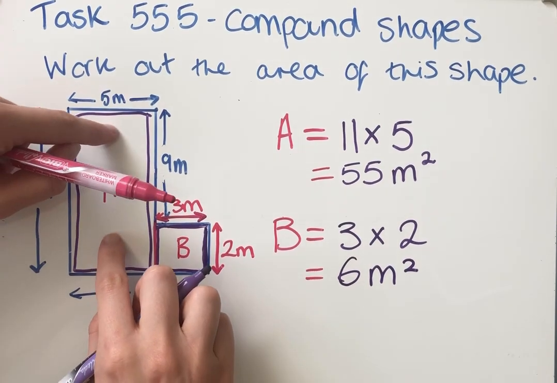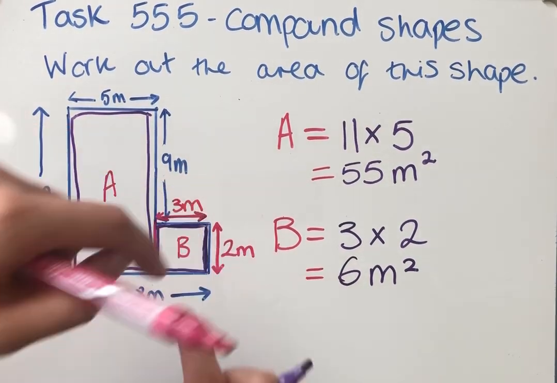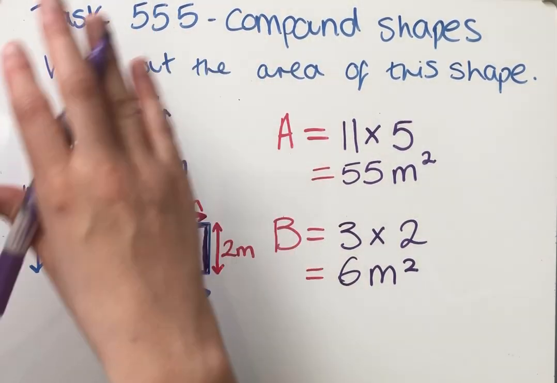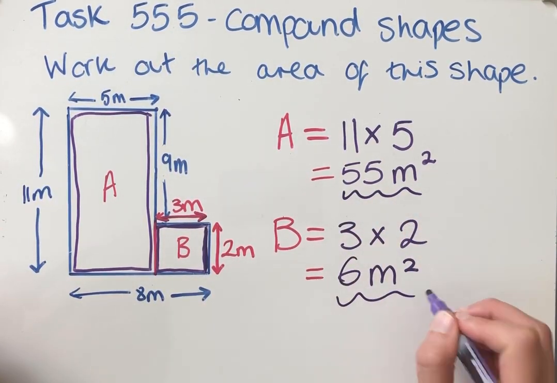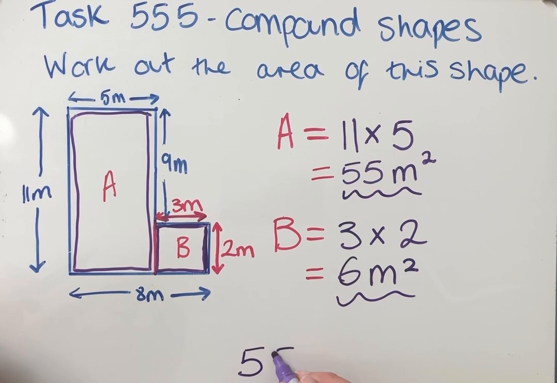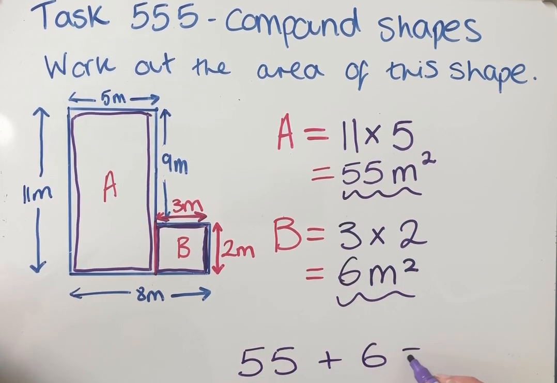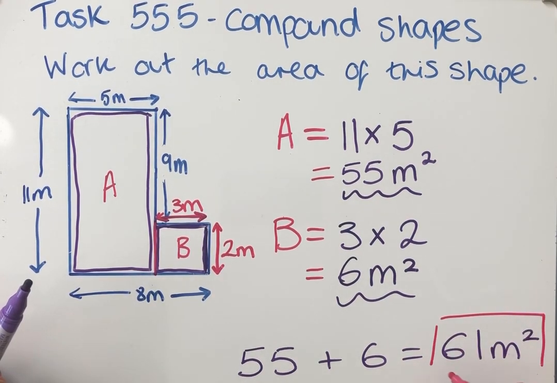Now I've got this bit's 55 and this bit's 6. So if I want the whole thing, I've got to add these two together. So I've got to do 55 add 6, which is 61 metres squared. And that's my answer.